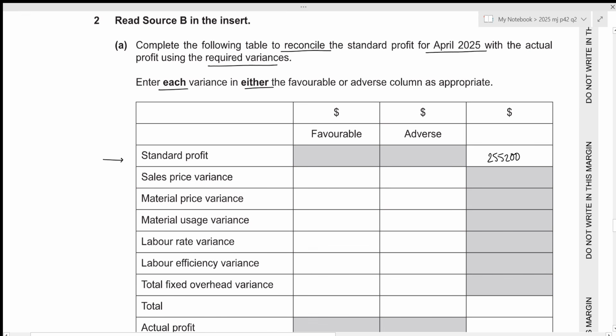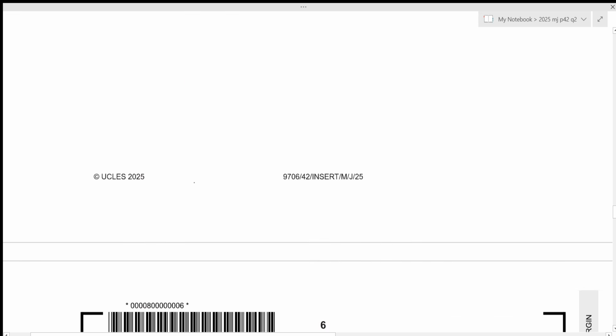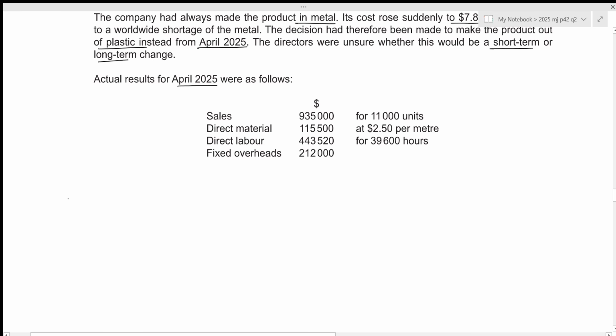Now, we need to calculate the sales price variance. So as the name suggests, we will be comparing the selling prices per unit and we need to multiply the difference by the actual units. So the sales price variance will just be the actual selling price per unit minus the budgeted selling price per unit multiplied by the actual units.